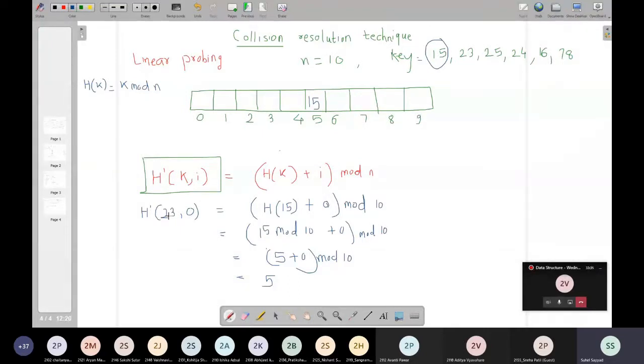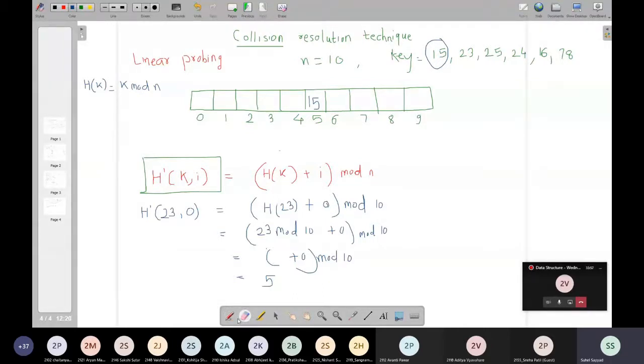So I'm taking now 23, 0. What is h dash of 23, 0? It is h of 23 plus 0 mod 10. What is h of 23? It will be 23 mod 10 plus 0 mod 10. What is 23 mod 10? It will come out to be 3. So 3 plus 0 mod 10, final result for this equation will be 3.